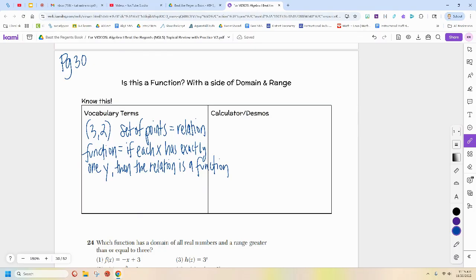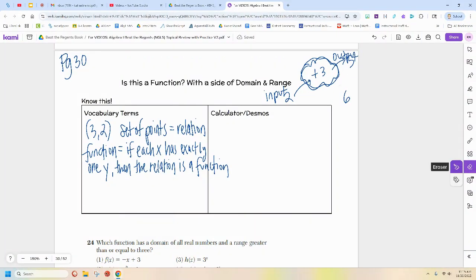I like to think of a function as a machine. So, for example, if my machine is add 3 and I put a 2 in there, well, my output better be a 5. If every once in a while the machine spits out something like a 6, that means my thing here is no longer a function. So each input has only one output. Now, sometimes we'll see that in different ways depending on how the function or the relation is displayed.